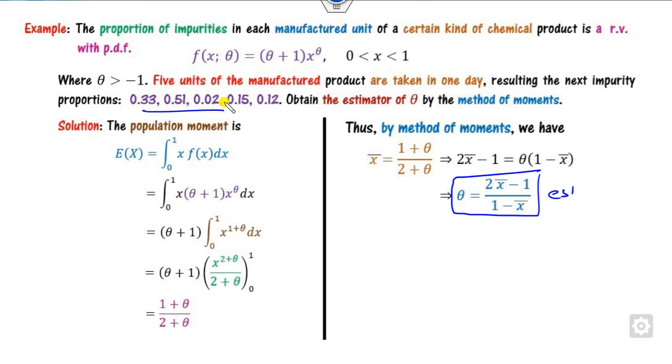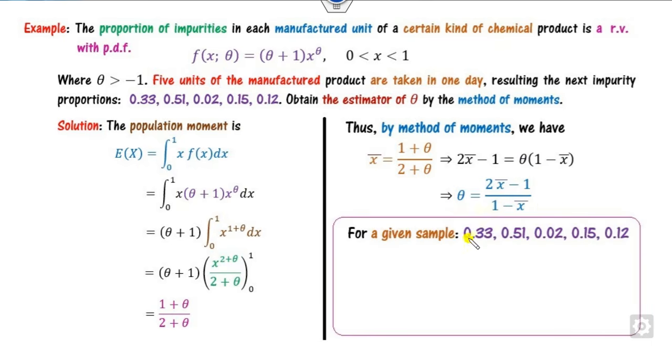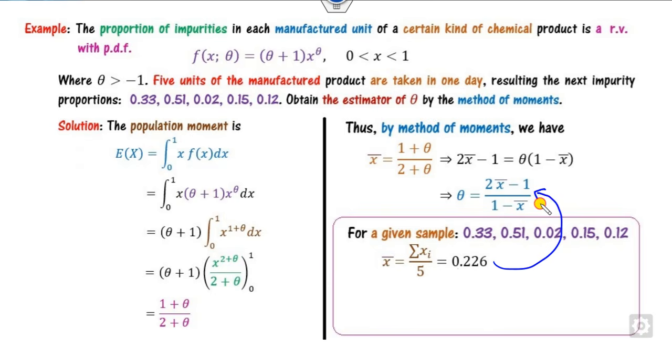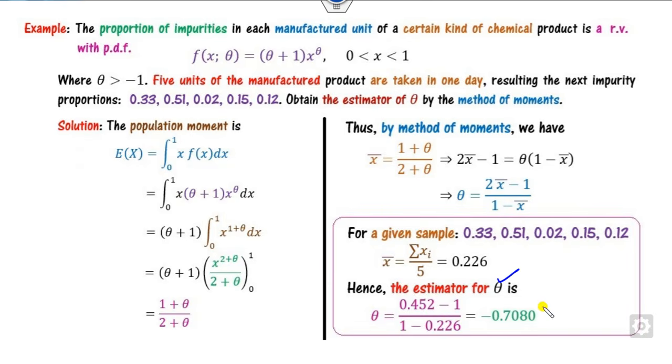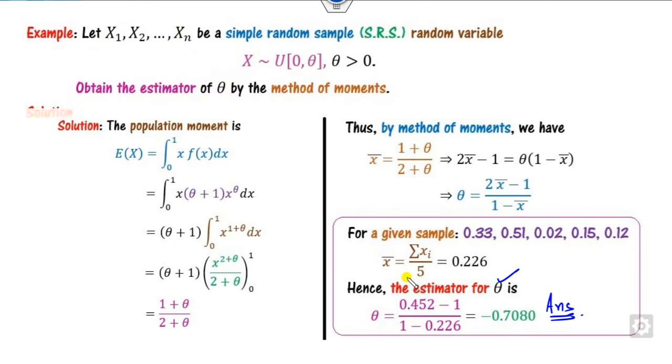But now the sample is given to you. It means we now need this value. So for this we can compute the value of x bar, the sum divided by 5. You can easily do it here. Substitute this value in here, and you will get the estimator of theta. This is a simple procedure.